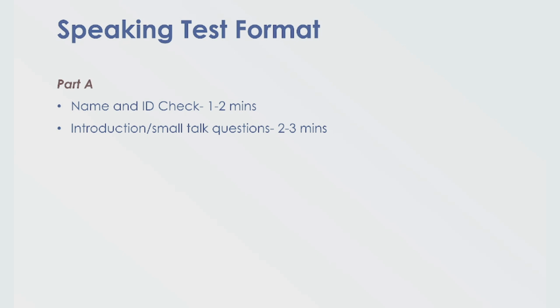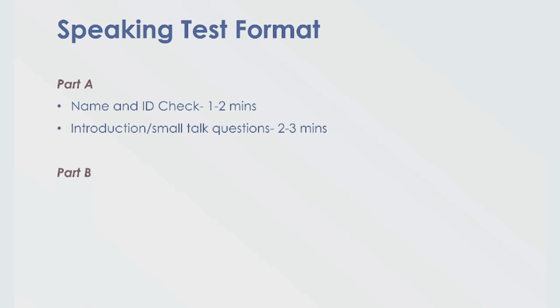There will be general questions around familiar topics in this part. For example, about your family, your home, study, work, and hobbies. That's where you have to give some elaborative responses. Try not to give a one-word response here. If you just simply say, I don't study or I work, the examiner will be prompted to ask you more questions. So speak naturally and provide an elaborative response in part A.